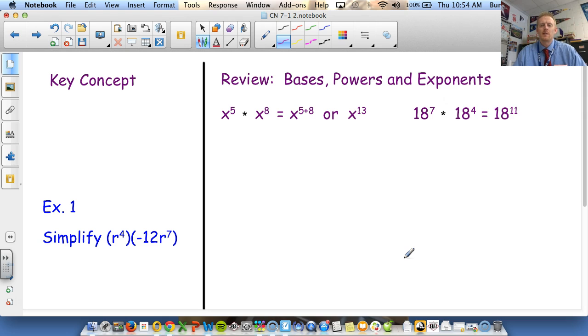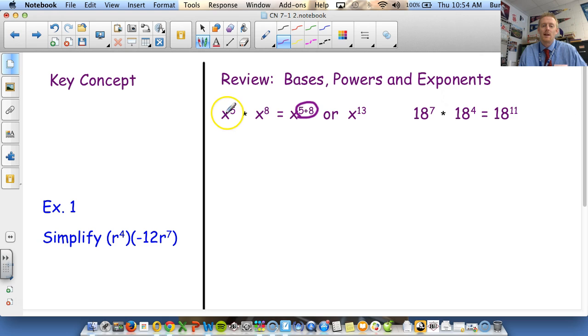All right, here we move. Hopefully we can remember these ideas from previous years, but the idea here is that x to the 5th power times x to the 8th power, all we have to do is add the exponents together. Because if you were to rewrite this, this would be 5 x's, this would be 8 x's, and when you multiply them all together, there's a total of 13 x's. That's why it's x to the 13th power.